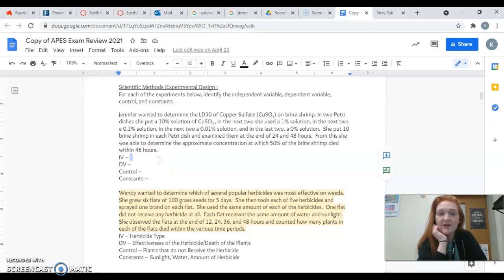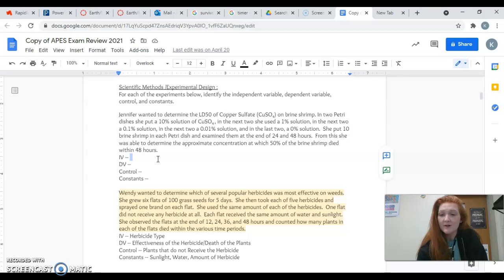So it says Jennifer wanted to determine the LD50 of copper sulfate on brine shrimp. In 2 petri dishes, she put a 10% solution of copper sulfate. In the next 2, she used a 1% solution. In the next 2, a 0.1% solution. And in the next 2, a 0.01% solution. And in the last 2, a 0% solution. She put 10 brine shrimp in each petri dish and examined them at the end of 24 and 48 hours. From this, she was able to determine the approximate concentration at which 50% of the brine shrimp died within 48 hours. So we're identifying our IV, DV, control, and constants.